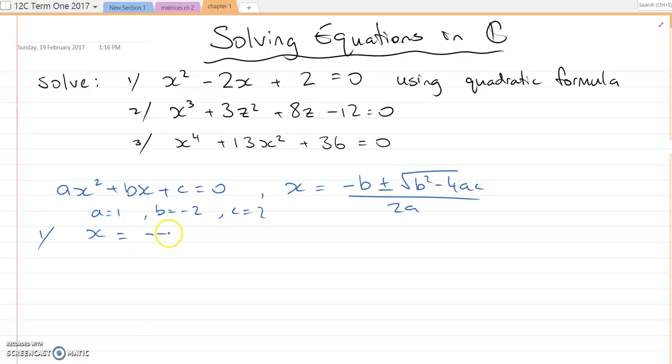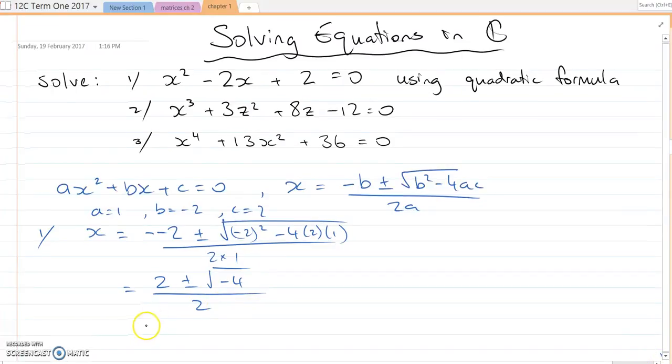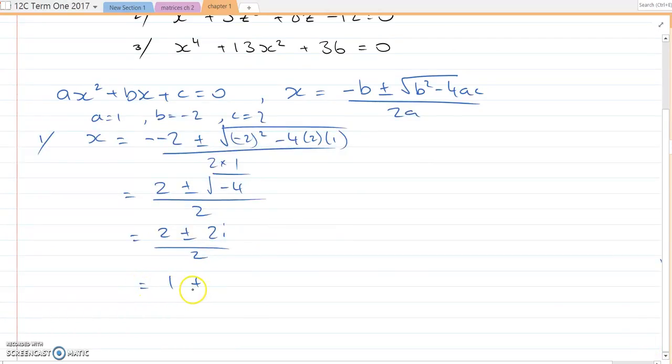negative negative 2, which is a plus 2, plus or minus square root of negative 2 squared minus 4 times 2 times 1, all of that over 2 times 1. So it equals 2 plus or minus square root of 4 minus 8, so that's minus 4. Okay, this is where the complex part comes in, because this gives us complex roots. So we get 2 plus or minus square root of minus 4, which is 2i, over 2. So x equals 1 plus or minus i.